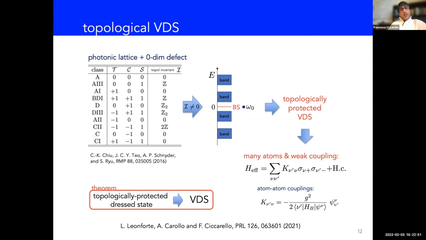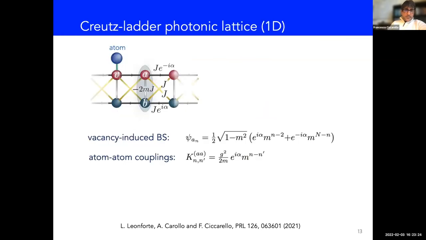So can we go the other way around? Namely, you may ask whether if I'm given a topologically protected dressed state, will it always be a vacancy-like dressed state falling within this class defined this way? And the answer to this question is yes, and this can be proven through symmetry arguments. And this shows that this VDS class is an important class to worry about in topological quantum optics, so long as dressed states are concerned.